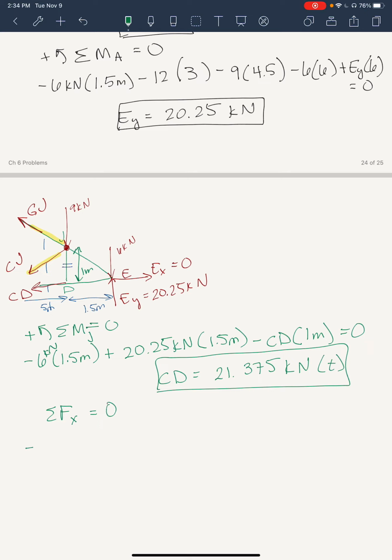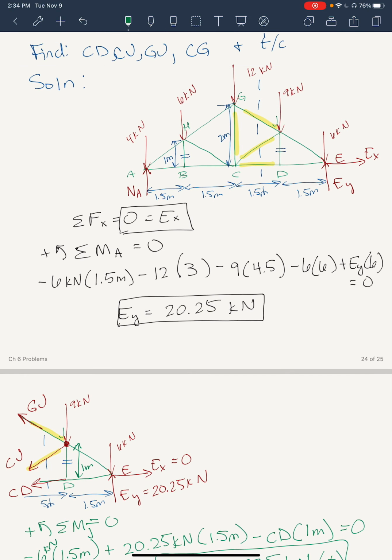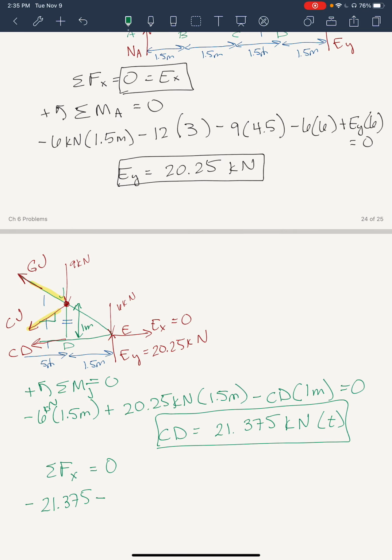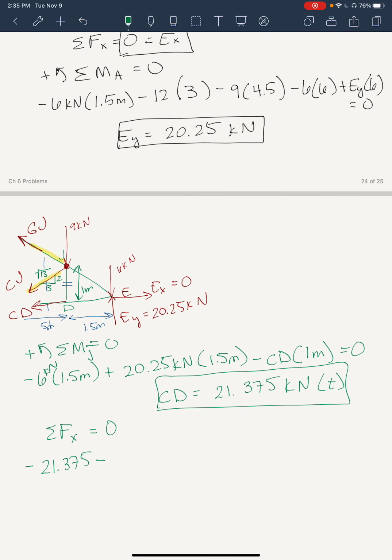We get negative CD, which is at 21.375, minus that y component of that CJ. And I forgot to put the measurements in there. This is 1 meter and 1.5. So here's 1 and 1.5. So I'm multiplying by 2. So 2 and 3. And so this will be the square root of 2 squared plus 3 squared. So 4 plus 9 is the square root of 13. So the x component of that would be 3 over the square root of 13 times CJ.